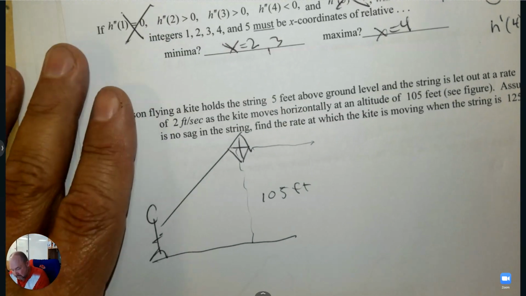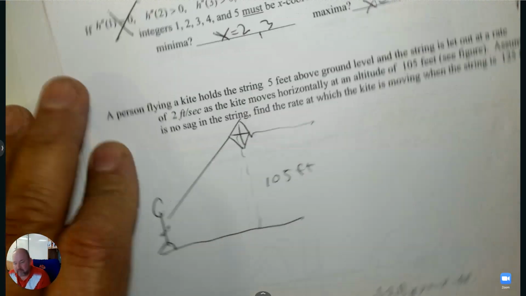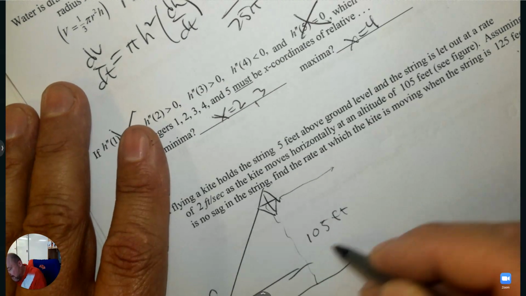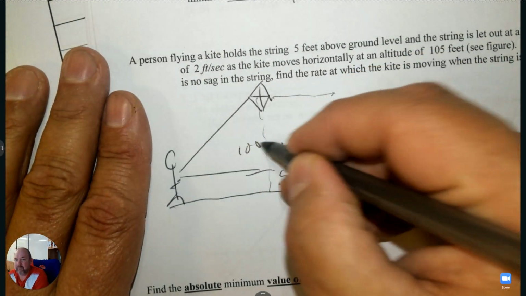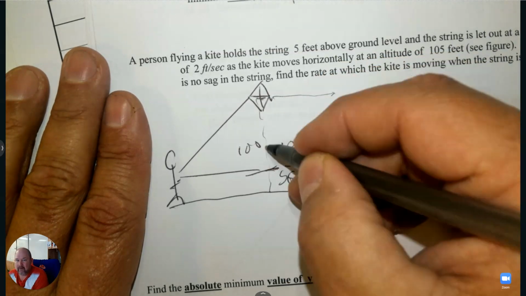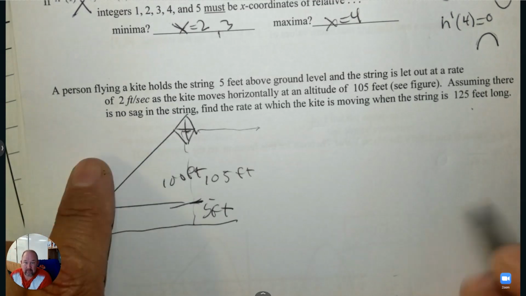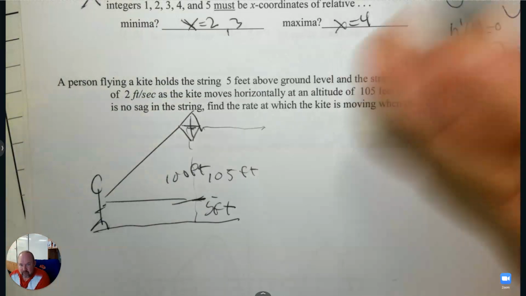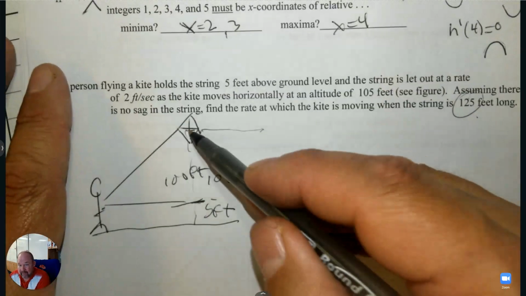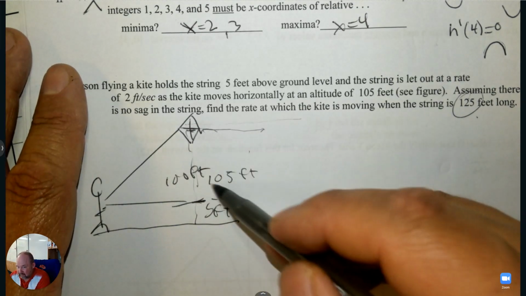Okay, so do we know it's 5 feet above the ground? That's what I was looking for. So if it's 5 feet above the ground, really, if it's 105, we subtract, and really the number we're looking for here from here to here is 100 feet. Now it also says the string is 125 feet, but I'm going to tell you that that value changes over time. So as the string is being let out, that changes, but this does not change. So it's going constantly across, so this value stays the same.